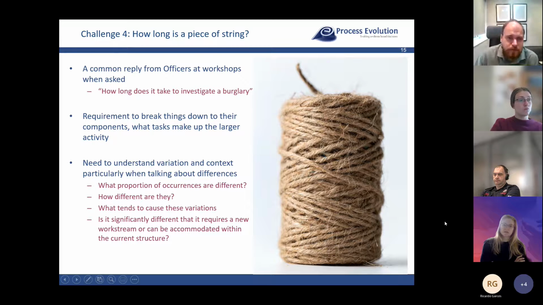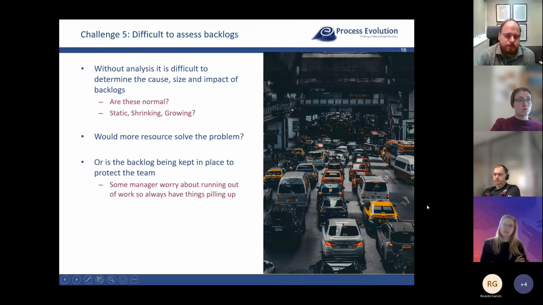The fifth challenge is about backlogs. If you are shadowing or you're doing activity analysis, one of the things that's really difficult to gauge is what's going on under the surface.